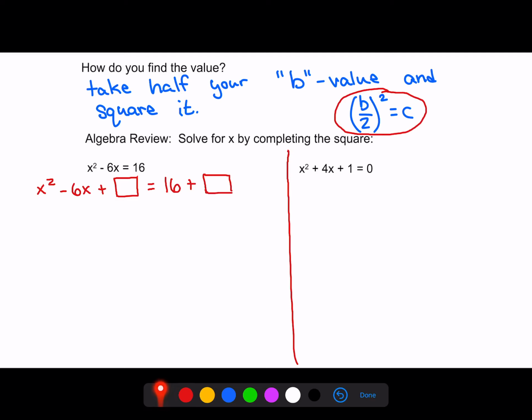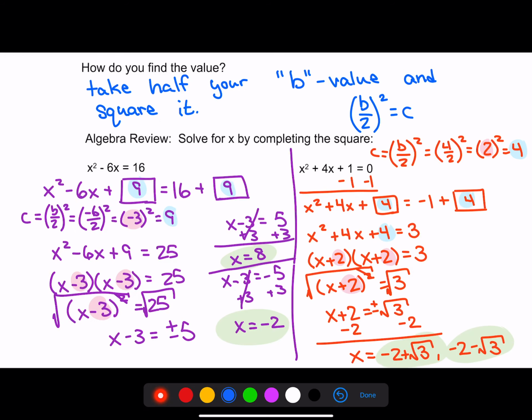Now, the reason I have two blanks is because if I were to find a new c value only on the left side, that would no longer keep our equation equivalent. So what I add to one side, I must add to the other side of my equation. If I don't, I mess up. So from here, I can find my c value. C is equal to half of b, squared, which is equal to, well, my b value is negative 6, so half of negative 6 is negative 3. Negative 3 times itself is 9. So I add 9 to both sides here.